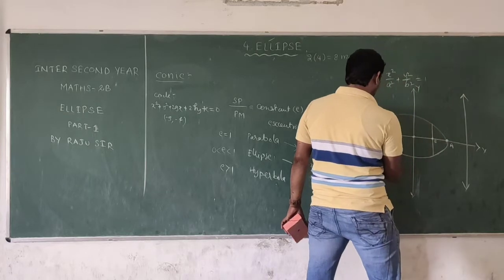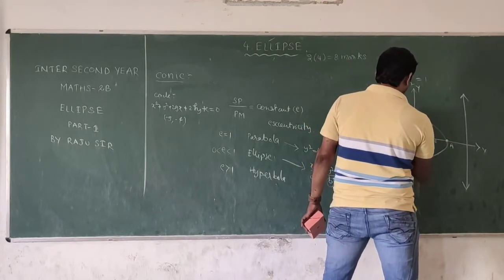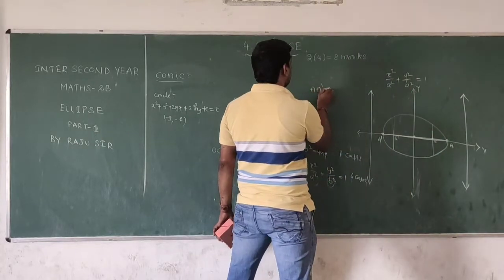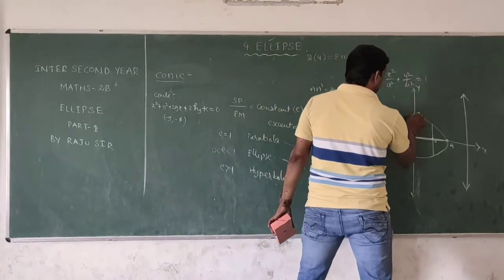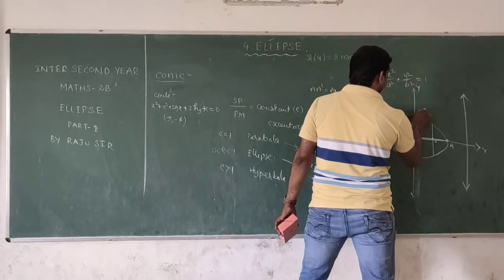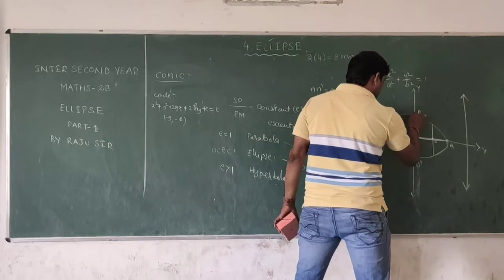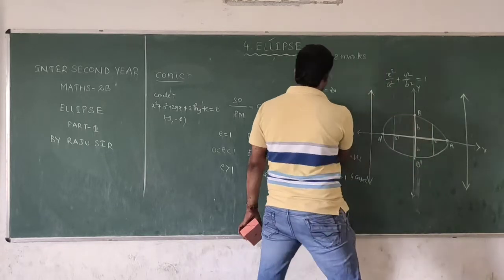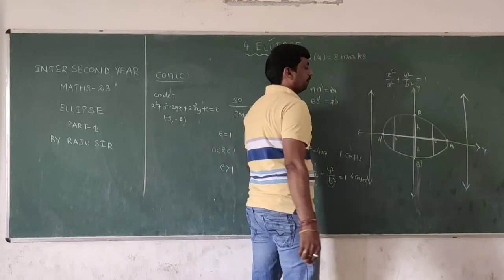Here a dash, vertex. Okay, the distance between a and a dash equal to 2a. Here from here to here, this one is b, this one is b dash. Distance between these two is here b, here also b. That's why b dash equal to 2b.